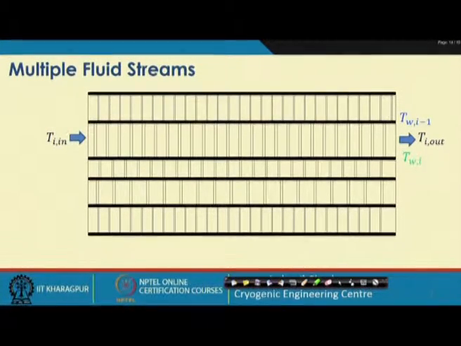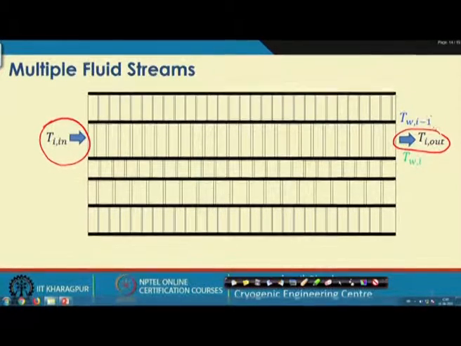And here we have the fluid stream going in at T in and coming out at T i out, for the ith fluid stream, and T W I minus 1 is the wall temperature, and this plate is at temperature T W I. So, this is the generalized configuration, where this is the ith fluid stream, this is the I minus 1th fluid stream, this is the I plus 1th fluid stream, and this wall temperature is designated T W I minus 1, and this wall temperature is designated T W I.